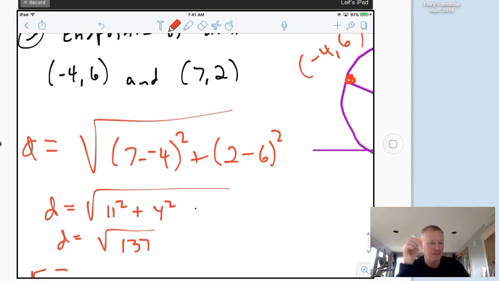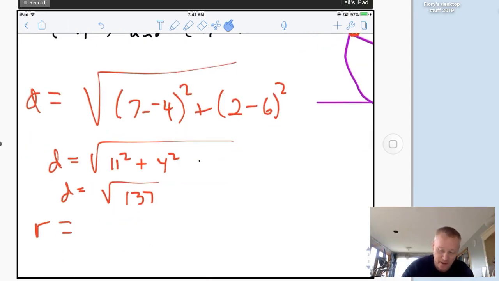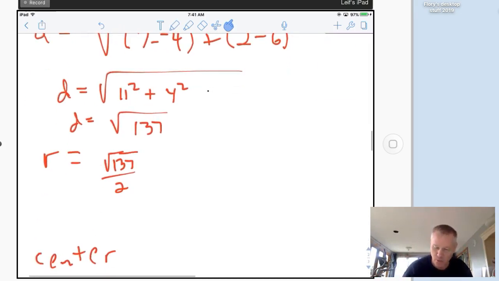Okay, so the diameter is the square root of 137. So the radius will be half of that, which is the square root of 137 over 2. All right, so I know the radius. I'm just going to leave it like that. Really, I'm not going to go punching that into my calculator at this moment.